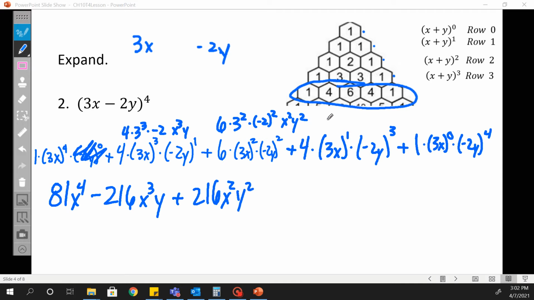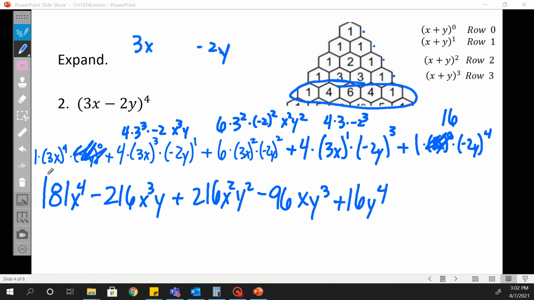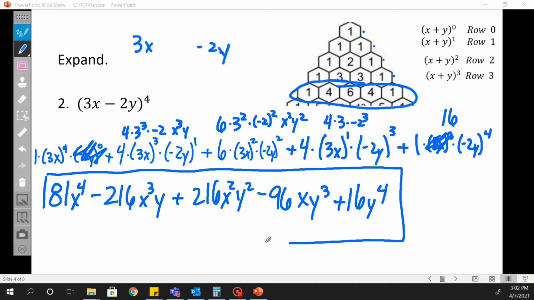All right, the next one we got 4 times 3 times negative 2 to the third, which is negative 8. That's 4 times 3 times negative 8, which is negative 96, and that's xy cubed. And then the last one, that's 1. We got negative 2 to the fourth, which is 16, and there's no x, so this is just 16y to the fourth. So this is the completely expanded form of this polynomial.